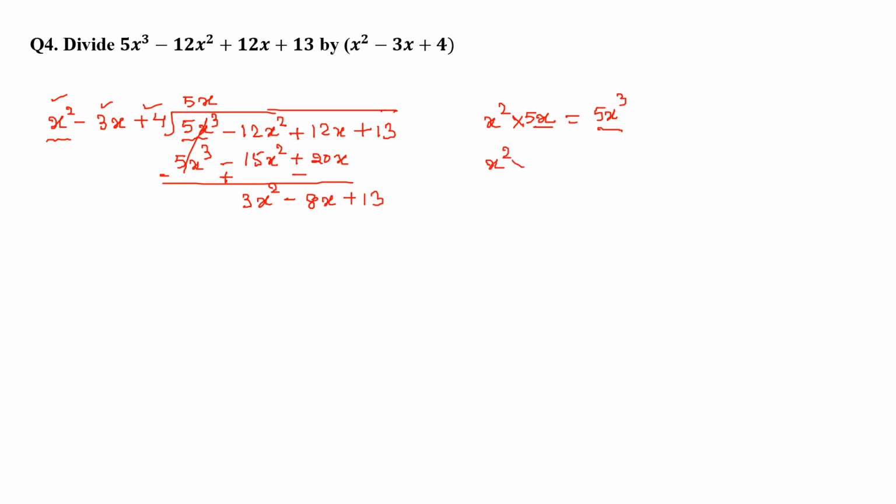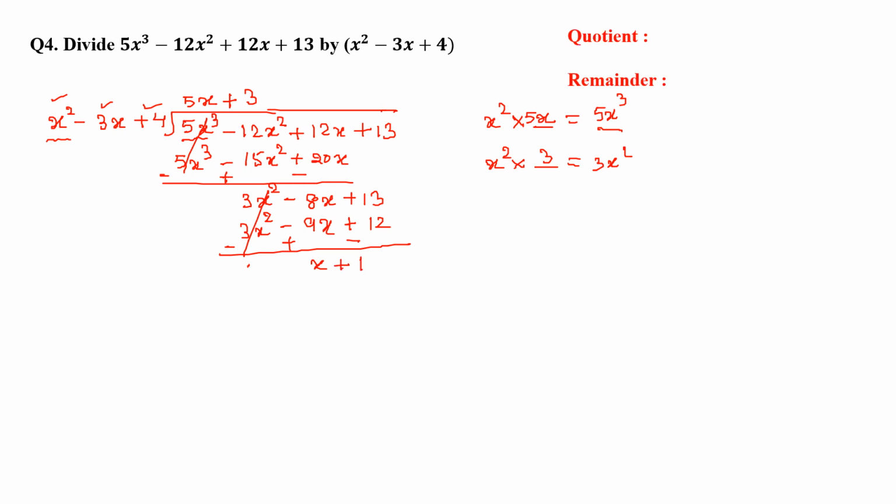So in x square, how much shall I multiply to get 3x square? So I have to multiply here with 3. So 5x plus 3. And when I multiply x square with 3, I will get 3x square. Then minus 3x into 3 will give me minus 9x, and plus 4 into 3 will give me 12. Now I have to do the subtraction. The sign will change. Minus will become plus and plus will become minus. And from here I can see 3x square minus 3x square is 0. So it will cancel out. Minus 8x plus 9x will give me x. And plus 13 minus 12 will give me plus 1.